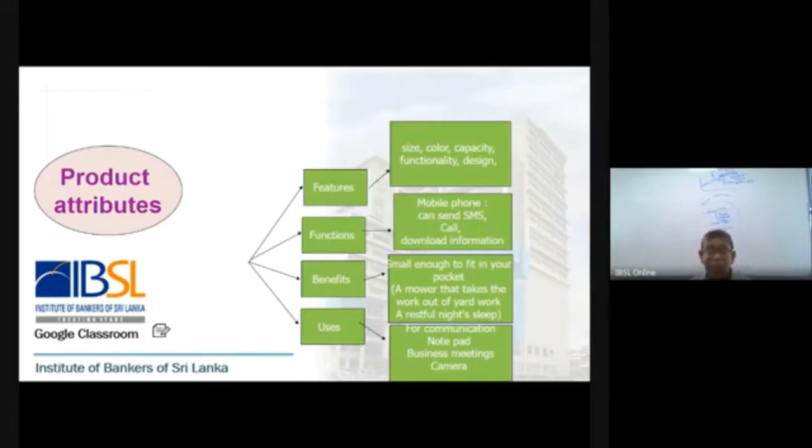So what are the benefits you are expecting from a product? How does it fit into your pocket? Okay. So what are the benefits you are going to get? And uses for a mobile phone, you can use it for communication purposes. It should be a notepad, for business meetings, camera. It's like a diary. Right? I just took an example of a mobile phone. Example, what are the product attributes for a mobile phone? Okay, remember, I just gave you food for thought.